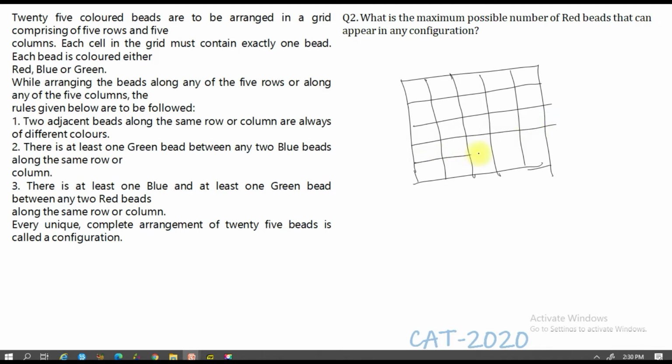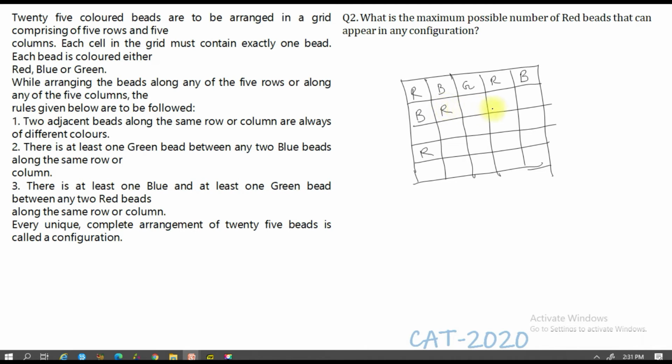Okay. Since I want to maximize the red color beads, I'll start with red here. Then I cannot put red in the next 2 cells. I'll have to put red here. So I'll say this is blue, this is green. Then this cannot be occupied by red. So let's put blue here. This one, I cannot use as red. At least 2 cells should be occupied by blue and green. So I'll put red here. Well, let's put blue here.